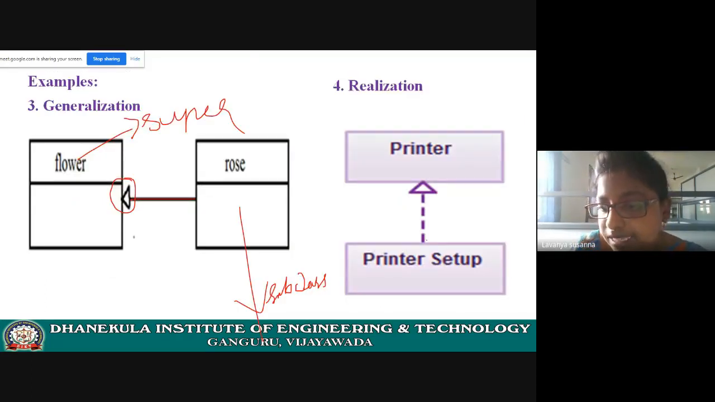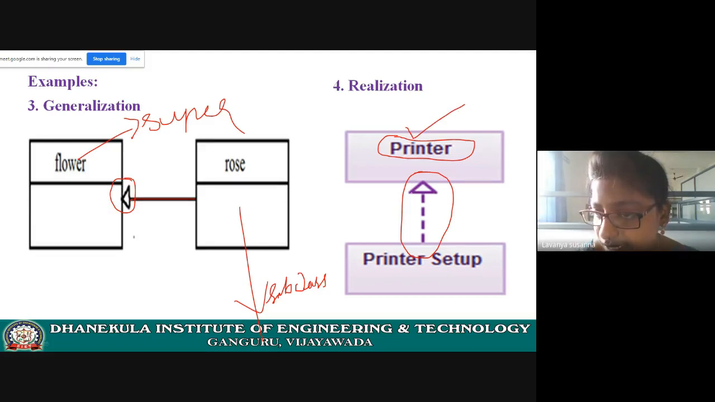See here, printer is a class, printer setup is a class. Here there is realization. That means the operations of the printer class are implemented by the printer setup class. Printer will have some operations. You know that a class will have some attributes and operations. One of the operations will be implemented by the printer setup class, and not by printer. Remember that. If there is a realization, this triangle symbol is pointing to printer, right?